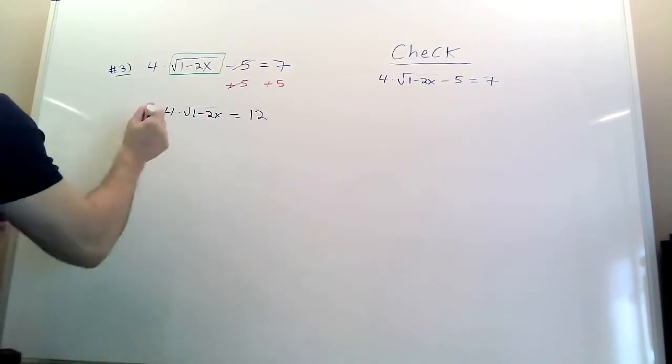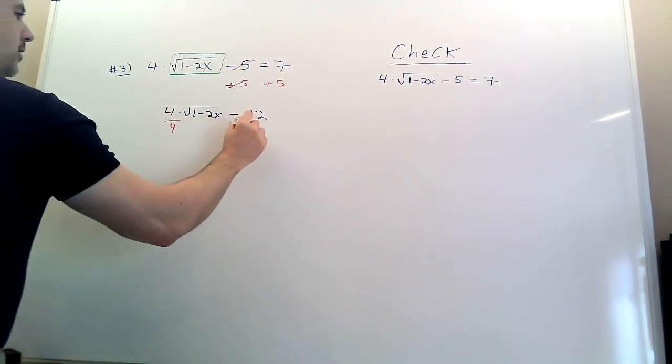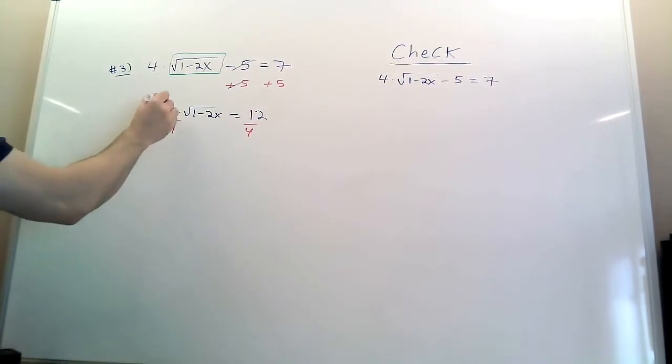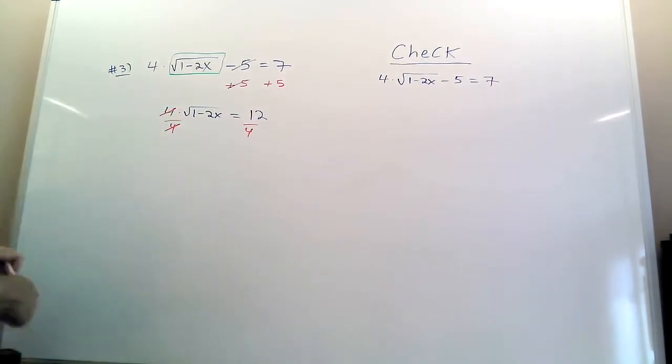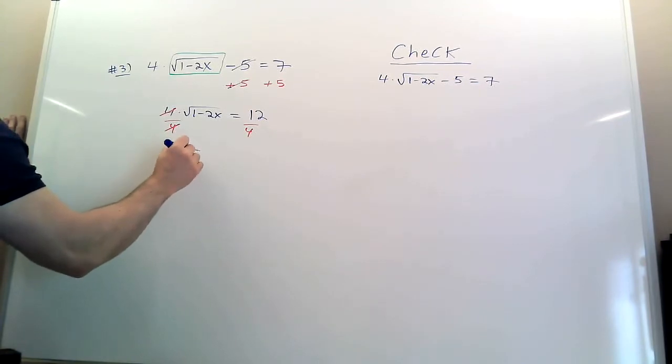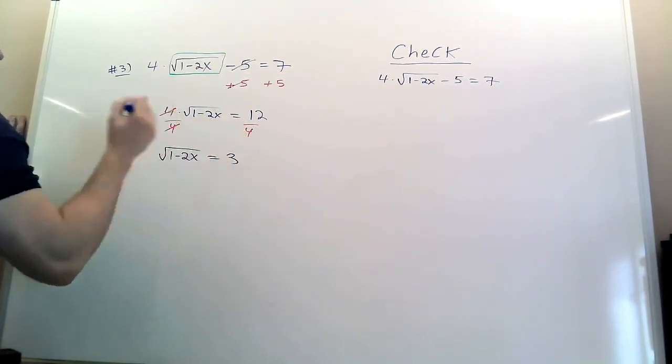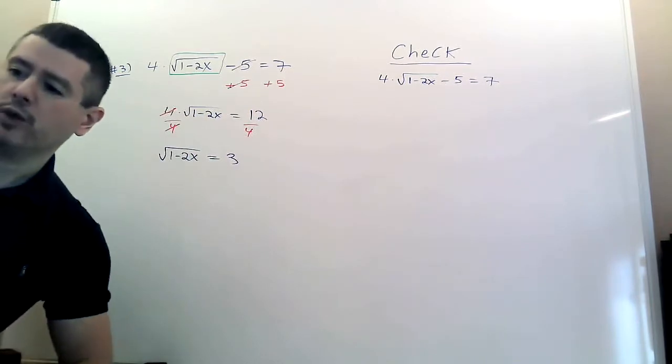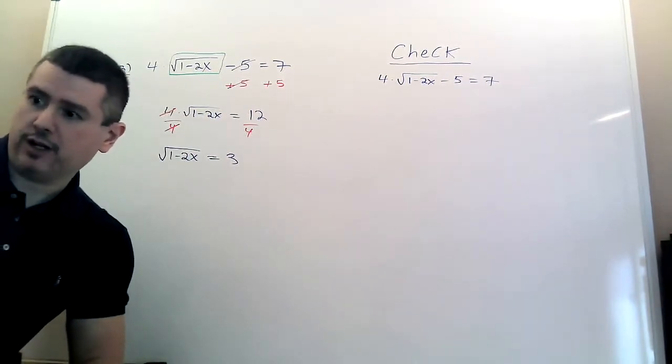Now you have to divide both sides by 4. The opposite of multiplication is division. This is why you divide. You're not subtracting 4. You're dividing by 4. So now you've got the radical alone. Yay! 12 divided by 4 is 3. So that was step 1, which you didn't have to do in the previous problem because it was already alone.